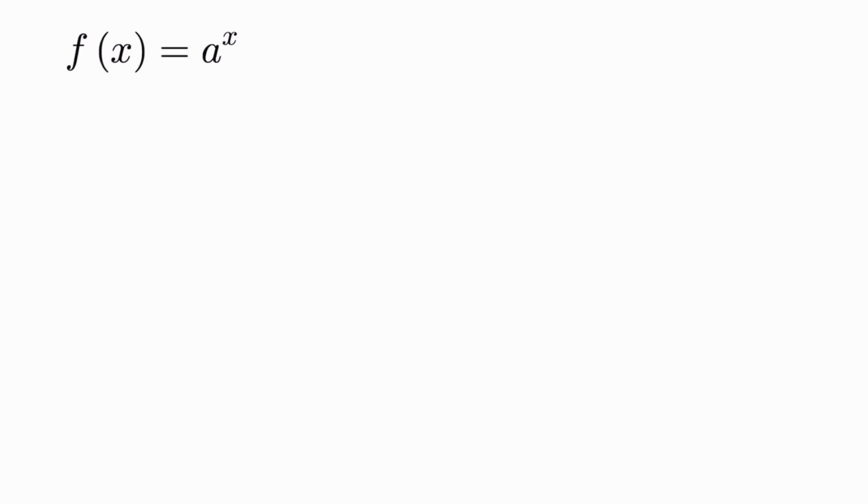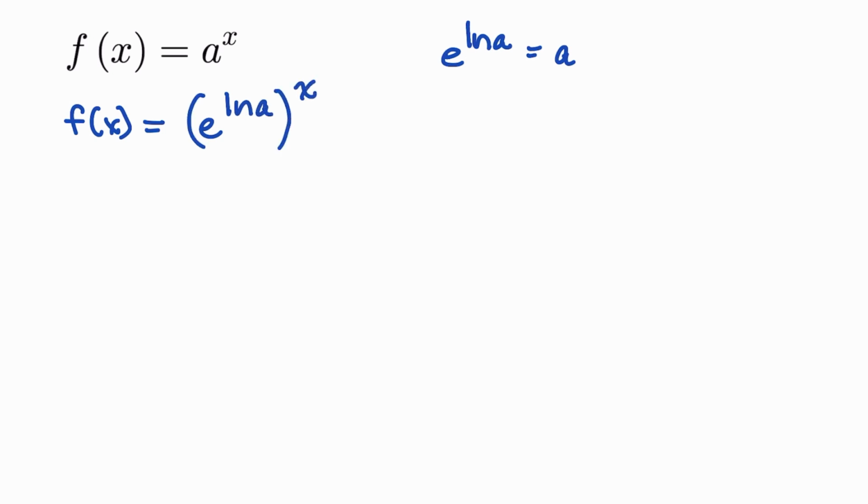So the first thing to realize is that e to the natural log of a is equal to a. That's one of the logarithm properties discussed way back in Unit 1. And we're going to replace a with e to the natural log of a. So we have e to the natural log of a raised to the x. And then by properties of exponents, we know that that's equal to e to the natural log of a times x. So all three of these things are equivalent, and that's going to be important later on in the problem.